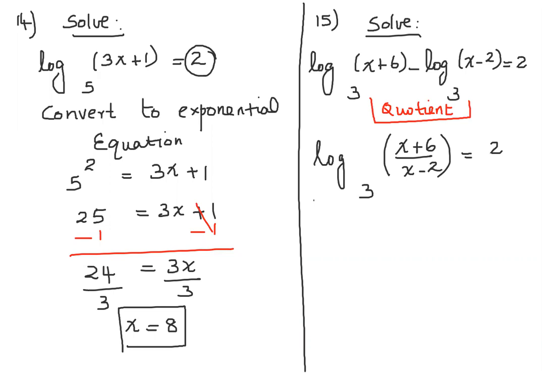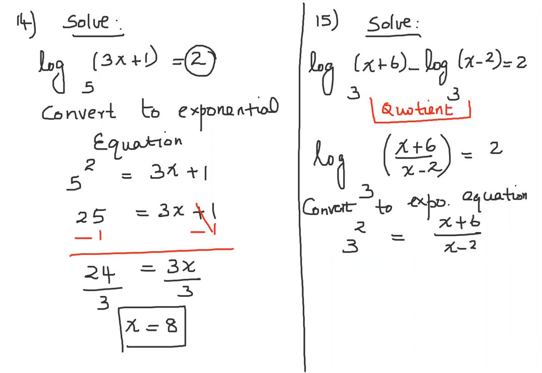Like the previous problem, we have to convert to exponential form. So we change into an exponential equation. That means 3 squared equals x plus 6 over x minus 2. And 3 squared is 9. We are solving a rational equation, so we have to do the cross multiplication. We get x plus 6 equals 9x minus 18, and solve for x here.